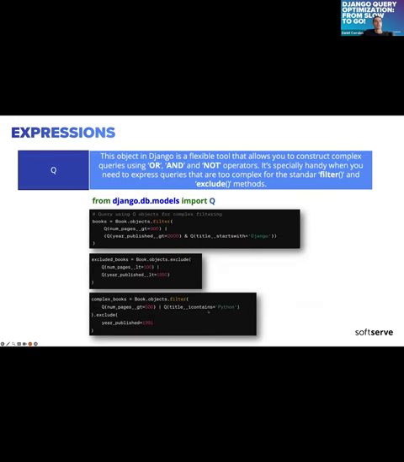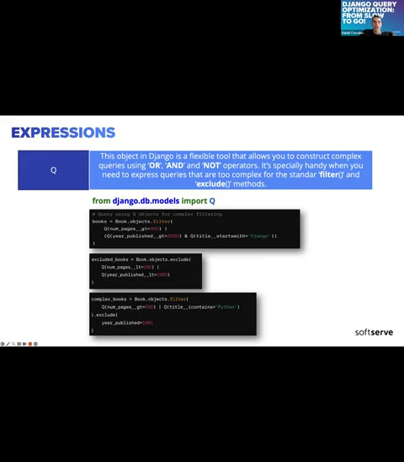The second one is about Q. It is also really useful because this object in Django is a flexible tool that allows you to construct complex queries using OR and NOT operators. It's especially handy when you need to express queries that are too complex for the standard filter and exclude methods. Similar to F, we import that from django.db.models, import Q. And there we have a few examples.